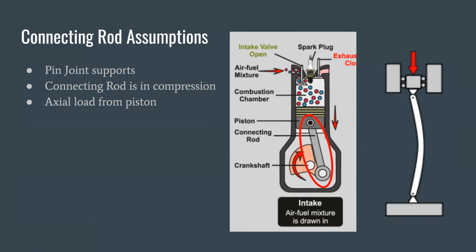So the assumptions we made for the model are that we use two pin joints and the connecting rod, which is connected with the crankshaft. When the force is applied on the piston, where the combustion takes place in the chamber, the force will act on the piston and then on the connecting rod, and there are two pin joints with the axial load from the piston.